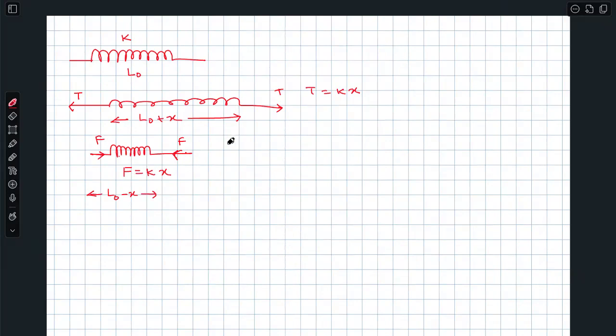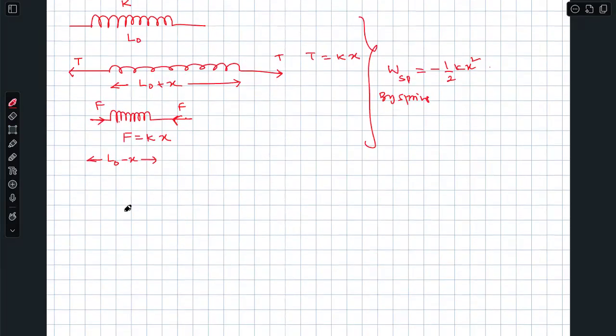Right. In both the occasions, you can see that there is an elongation and a compression. In all these cases, work done by the spring in both the cases is minus half K X square. Already I taught you this last week, when I defined work.